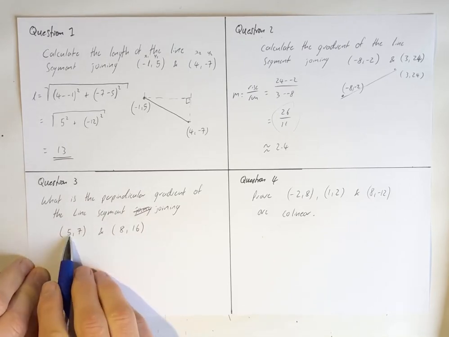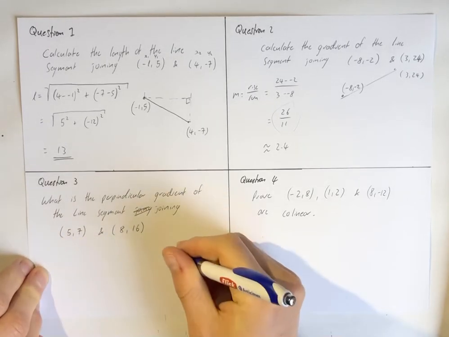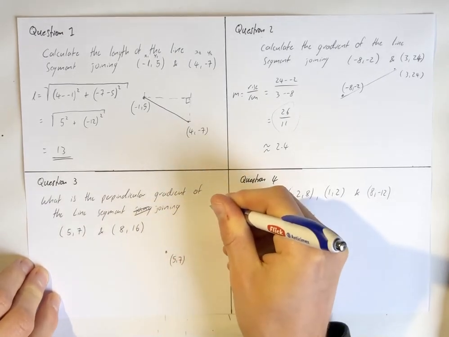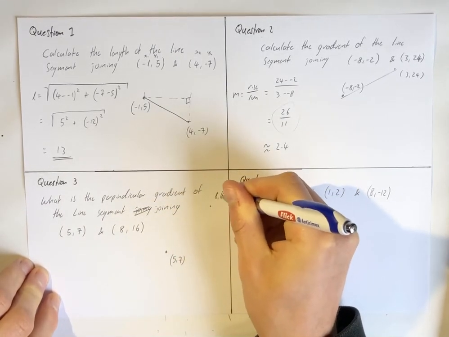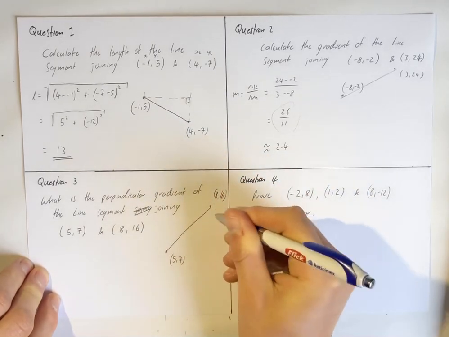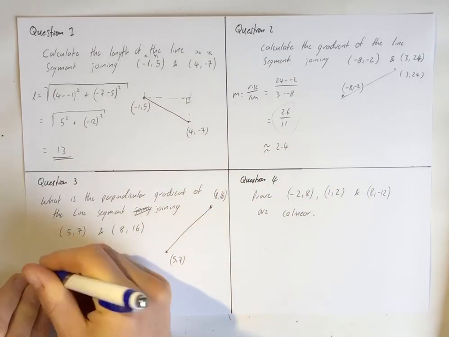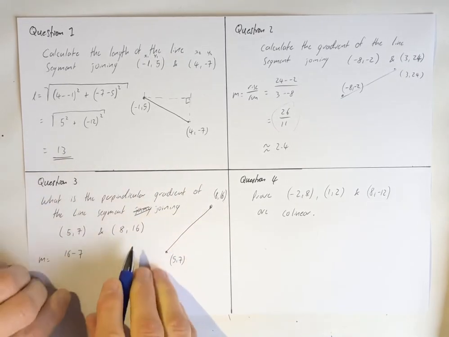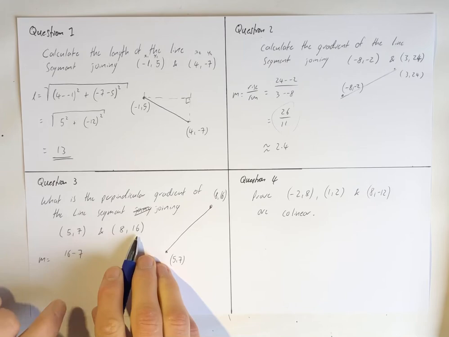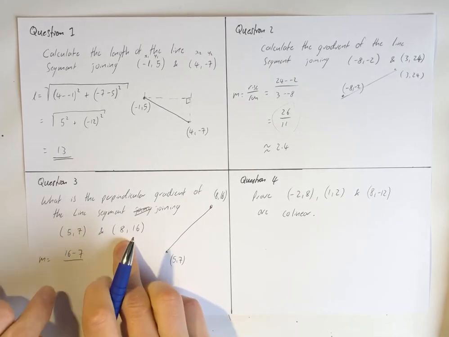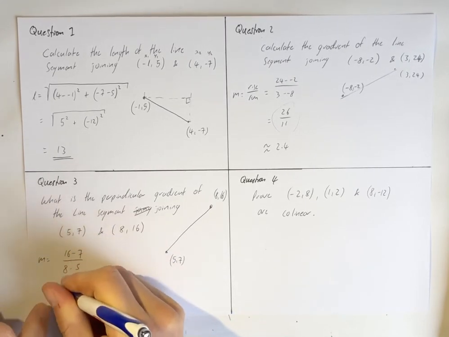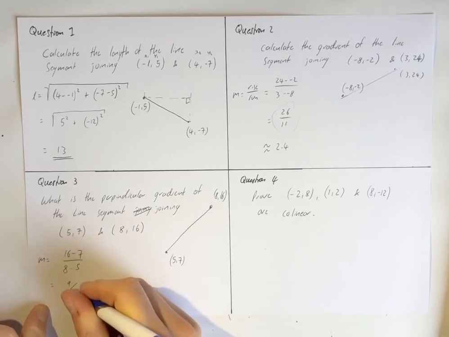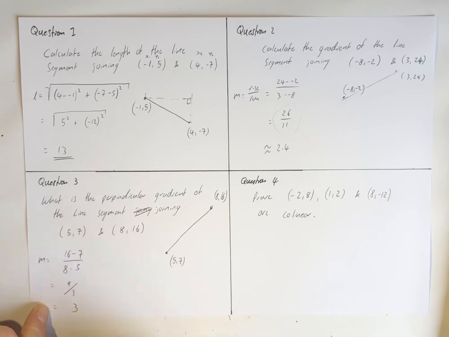What is the perpendicular gradient of this line segment? So it looks like this is going up and to the right. So if I was to draw this, it would be 5, 7, up to 8, 16. So we're trying to find the gradient of that. So gradient is 16 minus 7, because that's the change in y, over the change in the x. 16 minus 7 is 9, and 8 minus 5 is 3. So we have a gradient of 3.